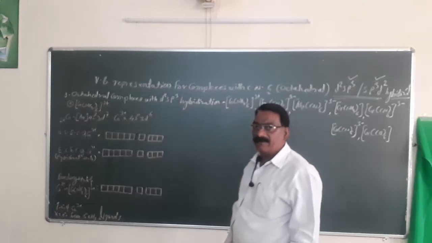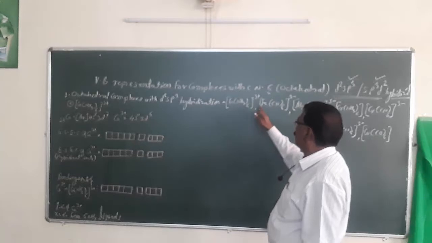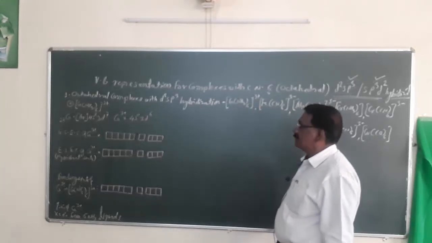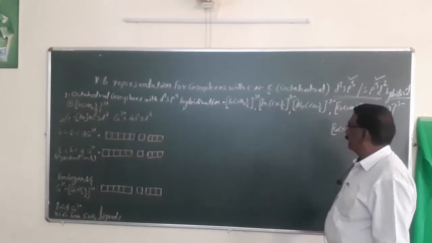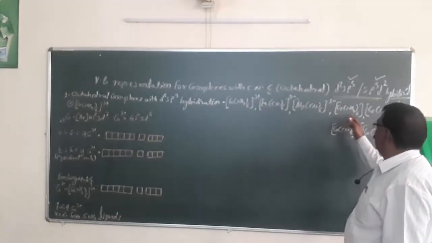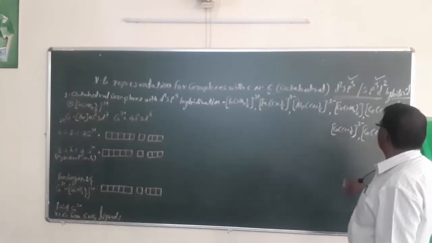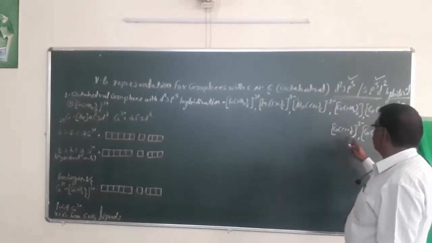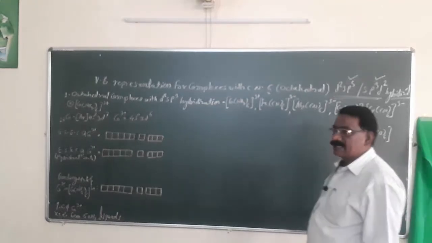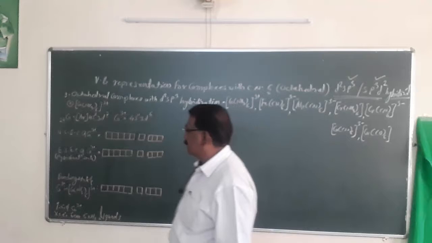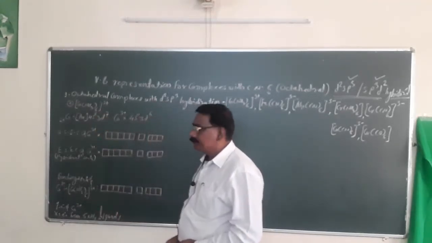Examples of this type are [Co(NH3)6]3+, [Fe(CN)6]3-, [Mn(CN)6]3-, [Cr(NH3)6], [Cr(CN)6]3-, [Co(CN)6]3- and [Cr(CO)6]. So the first example is [Co(NH3)6]3+.